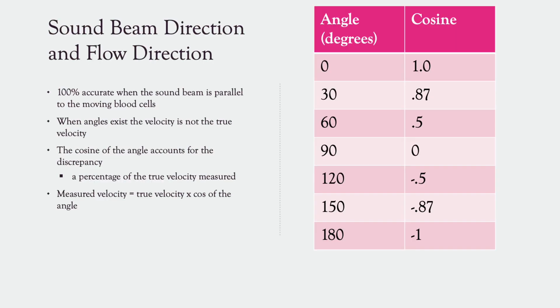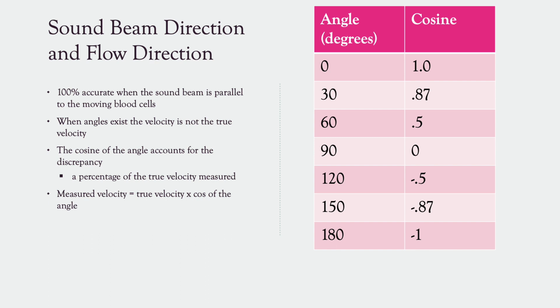The sound beam direction and flow direction. They're 100% accurate when the sound beam is parallel to the moving blood cells, but the human body is not always parallel and we're not always able to get that parallel angle. So when these angles do exist, the velocity is not the true velocity. The cosine of the angle accounts for this discrepancy.